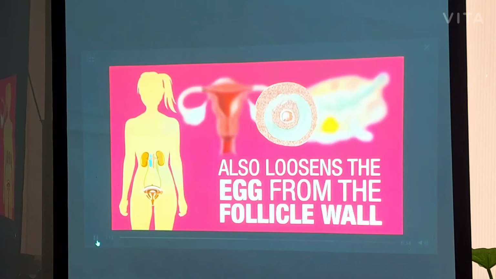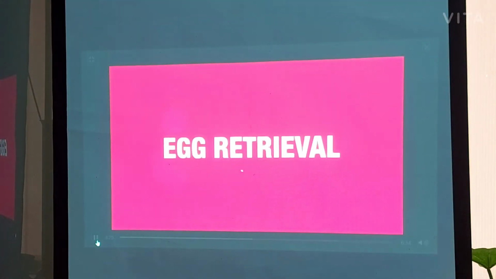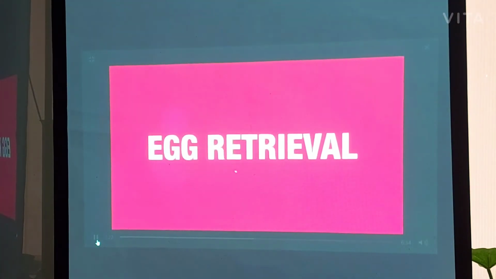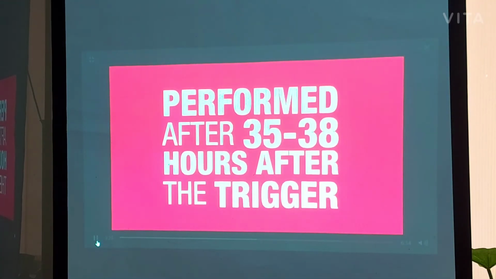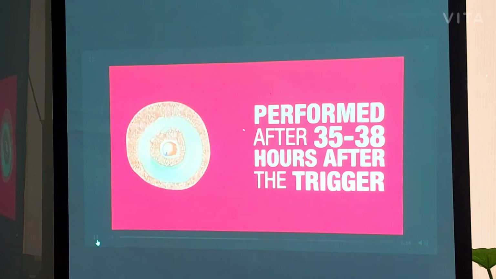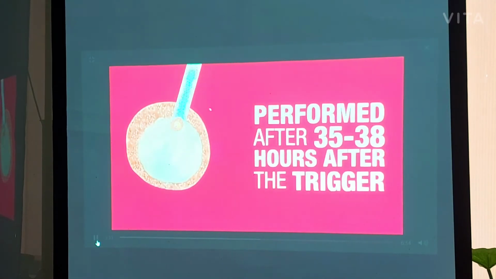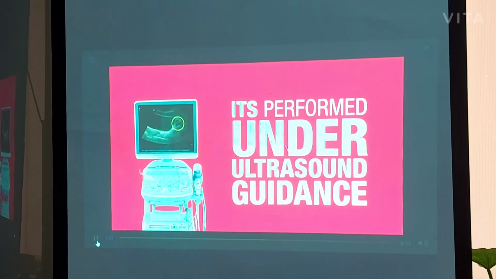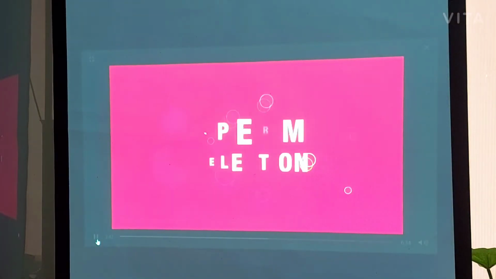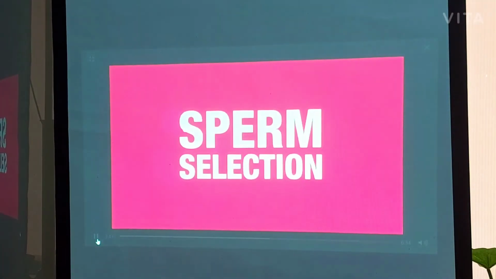Once this is ready, then we plan a procedure called the egg retrieval procedure. It is performed usually 35 to 38 hours after the trigger, done under ultrasound guidance. This is how a needle is placed, and the eggs along with the follicular fluid are collected under ultrasound guidance, and they are transferred to the lab.